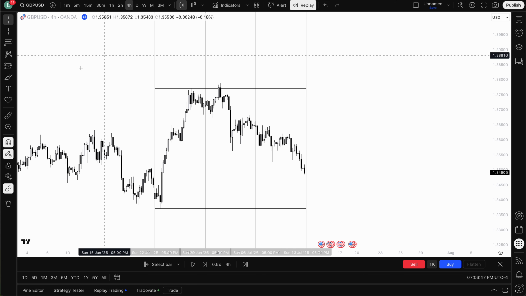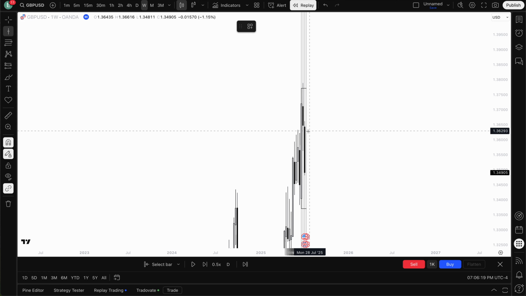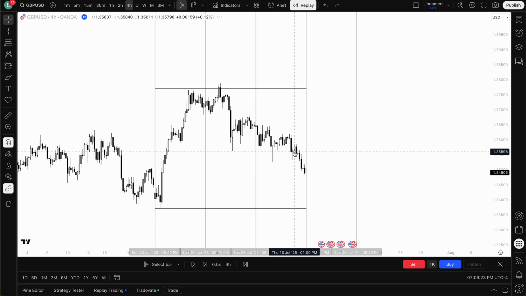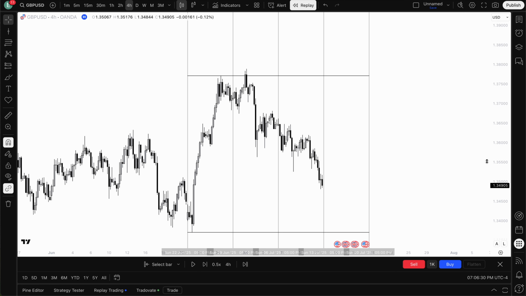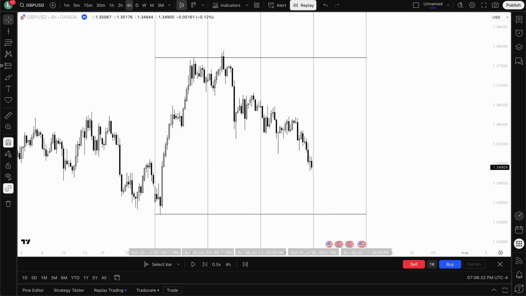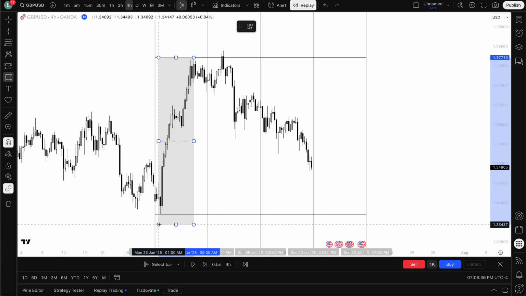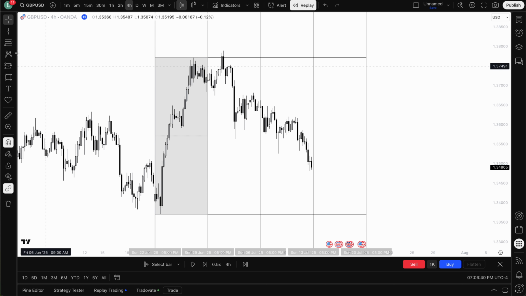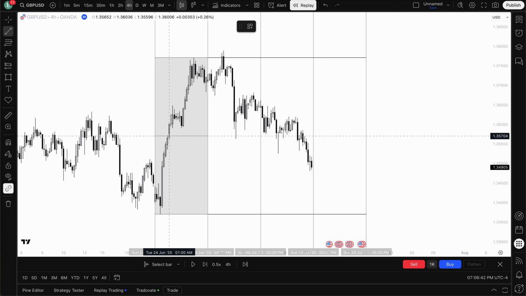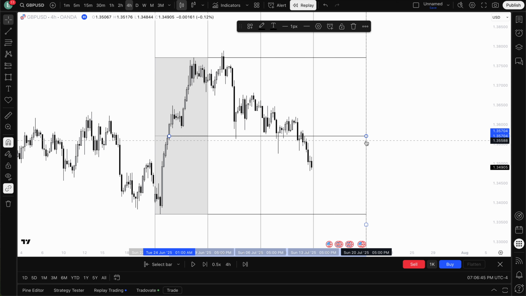Hold up. Let me add one more. All right. 4-hour time frame. Make things clear so you can see exactly what I was looking at. So let's mark out our range. Mark out the 50%.